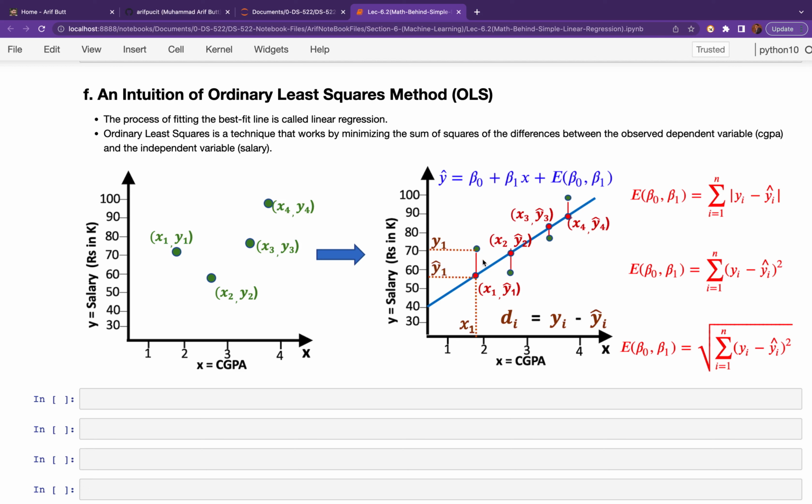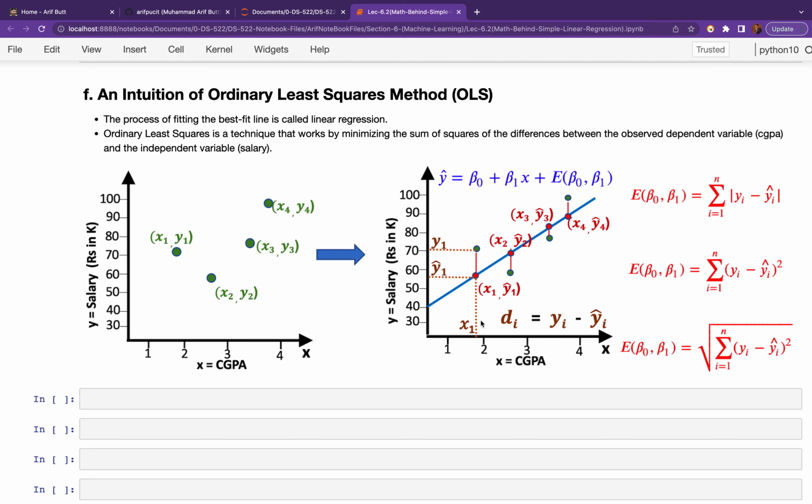In this right graph, let us assume that this blue line is the best fit line, which is passing as close to all the 4 green points. The green points are the actual observations, and this best fit line is passing as close to these green points as possible. Now there are 2 colored points. The green dots are the actual points of observation, and the red dots are the corresponding predicted points.